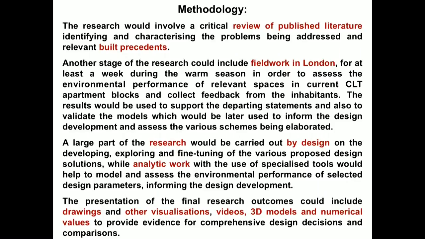In terms of outcomes, this research could include drawings and other visualizations. It could also include videos.